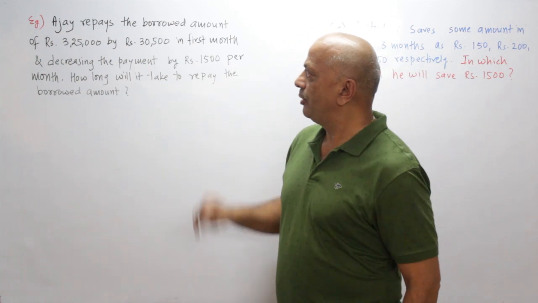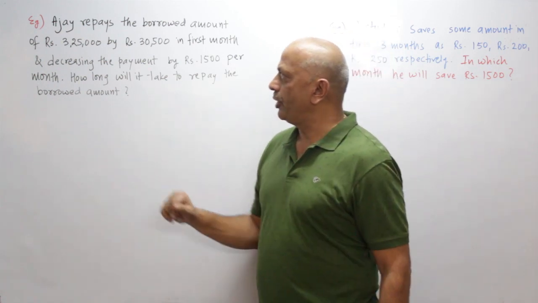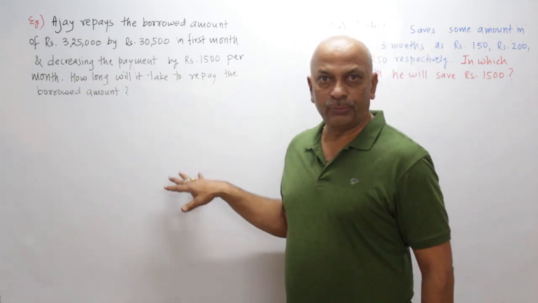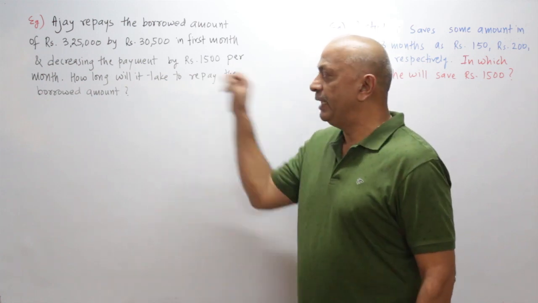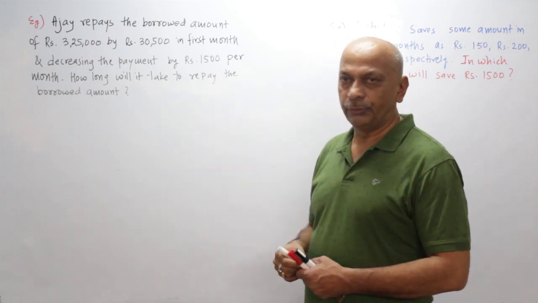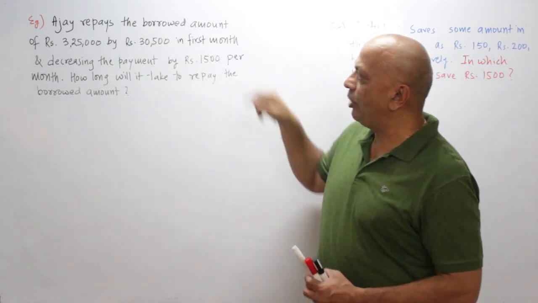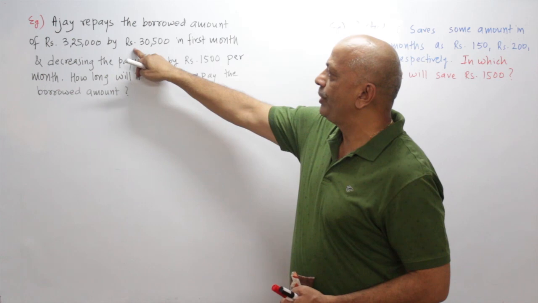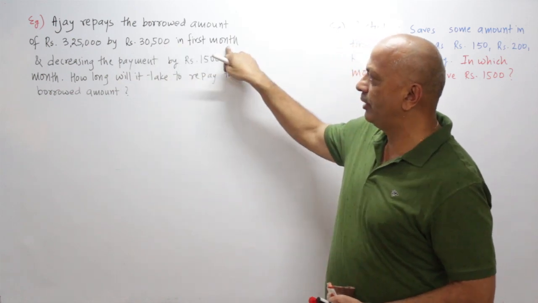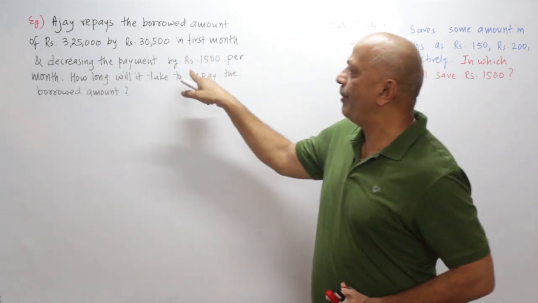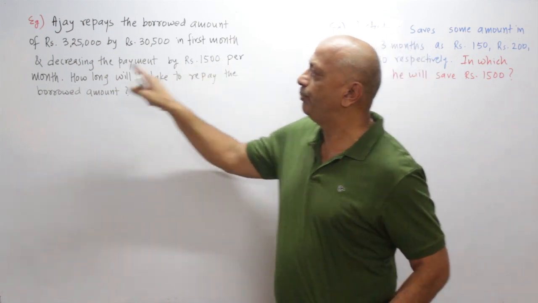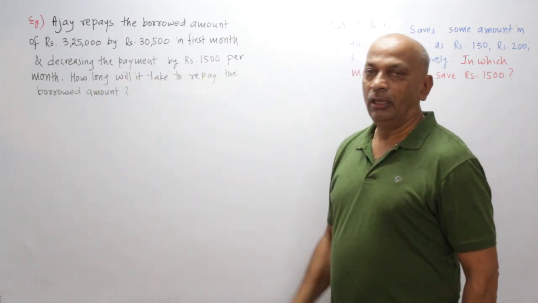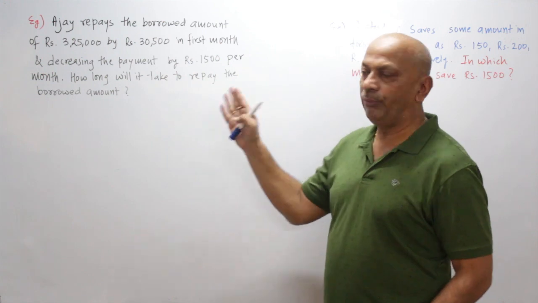Coming down to this particular question, it's a word problem. So important, we have to read it carefully, understand the terms. Ajay repays the borrowed amount of rupees 3,25,000 by rupees 30,500 in first month and decreasing the payment by rupees 1,500 per month. How long will it take to repay the borrowed amount?